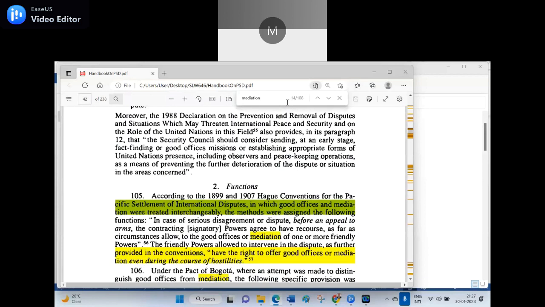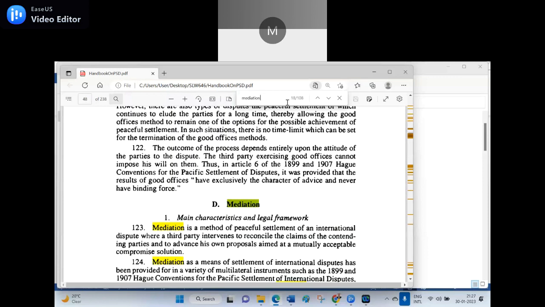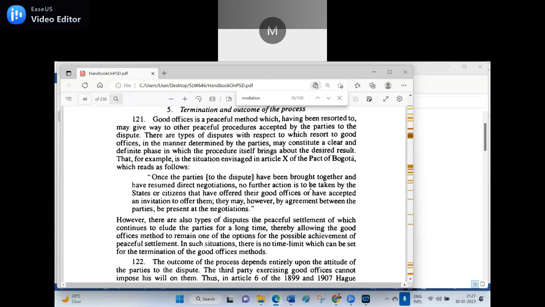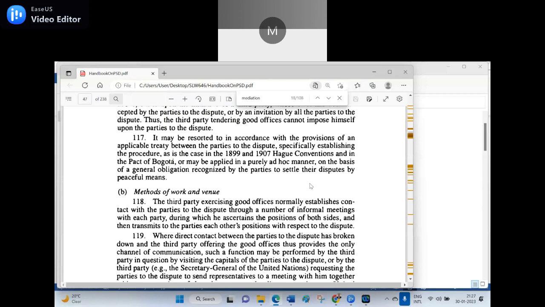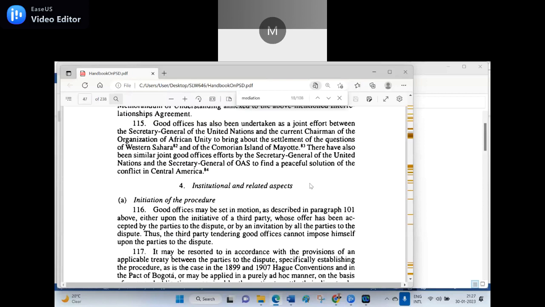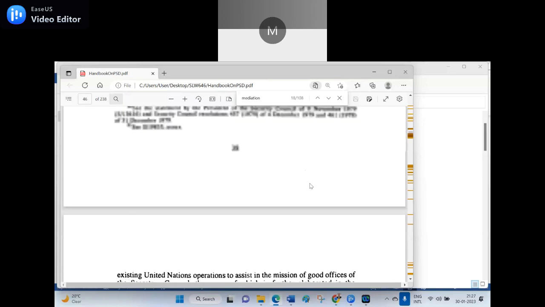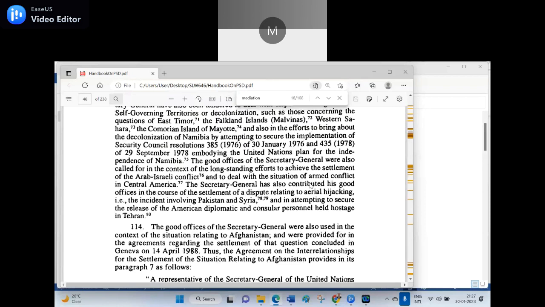No matter. The functions, no, it is not the functions. When you see this heading, you will come across it: institutional and related aspects. Institutional means good offices also come. Am I right?